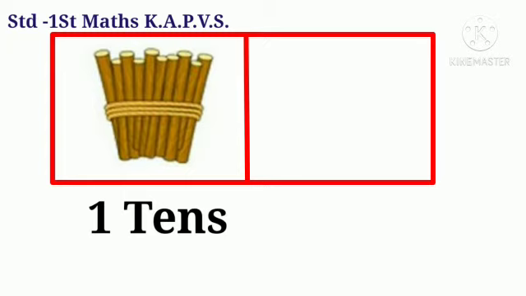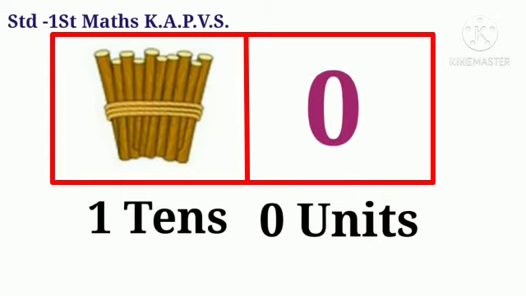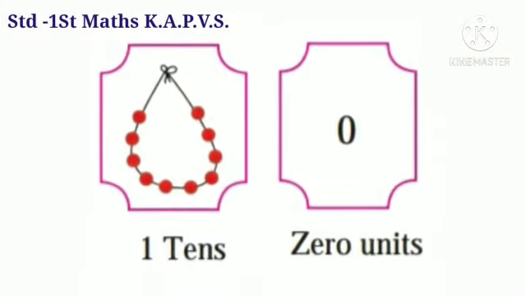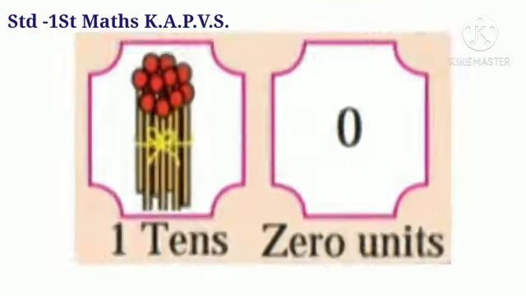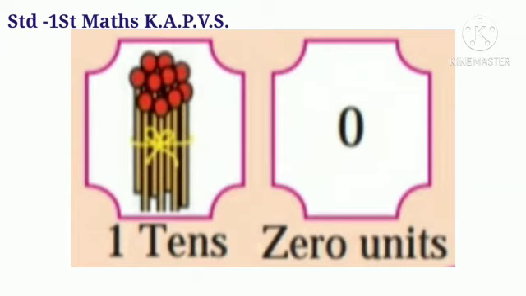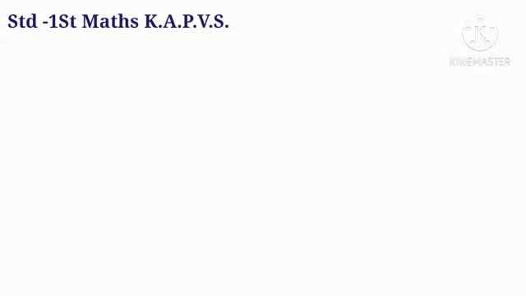On the left side, and 0 is written in the right side, because 10 units is equal to 10. The bundle of 10 units becomes 10. So 1 is written in tens block and 0 is written in units block. When we make a bundle of 10, zero units are remained. So 0 is written in units place.